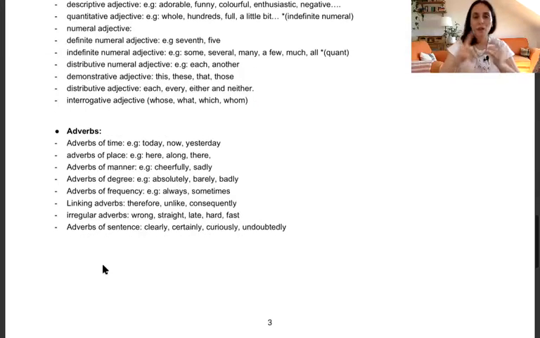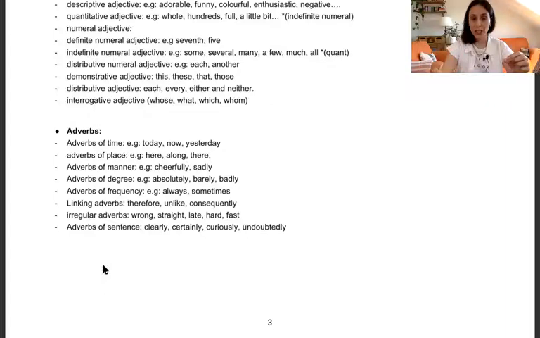Adverbs. Adverbs of time: today, now, yesterday. Adverbs of place: here, alone, there. Adverbs of manner: cheerfully, sadly. Adverbs of degree: absolutely, verily, badly. Adverbs of frequency: always, sometimes. Linking adverbs: therefore, unlike, consequently, the ones that you use to give reasons in, for example, your essay. Irregular adverbs: wrong, straight, late, hard, fast. Adverbs of sequence, of sentence.